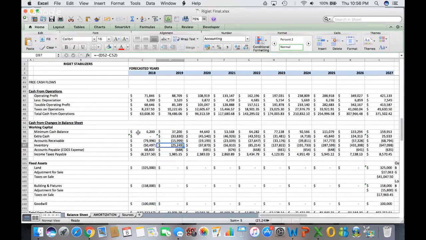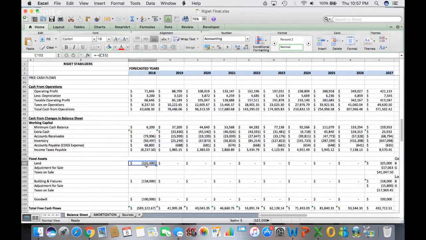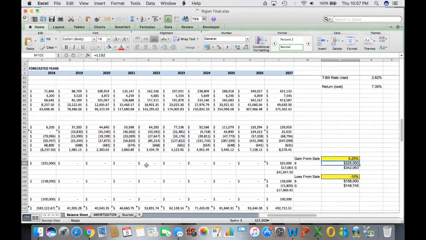Coming down to the fixed assets, land, we had that cost up above that we just referenced for a negative $325,000. And continuing on across is next year minus this year, which it looks like we have a sale for that land at the end of our forecast for $325,000 as well. There is calculated there a gain from the sale on the land. We figured that with prices in California, how they are, the land would become worth more money, which is where Rigiet Stabilizers is located. So we do end up gaining money on the land.